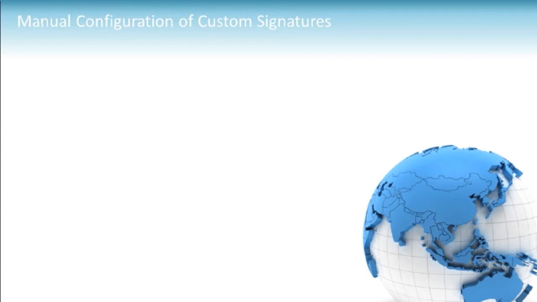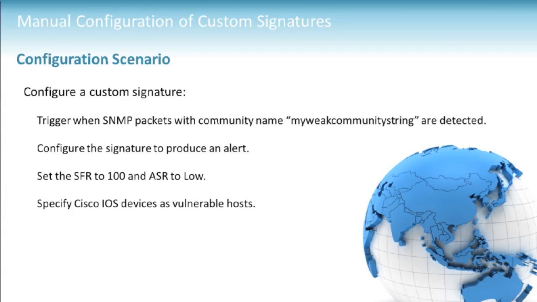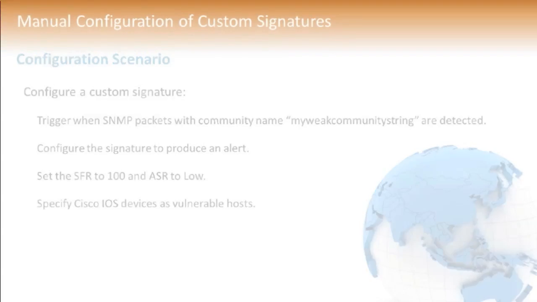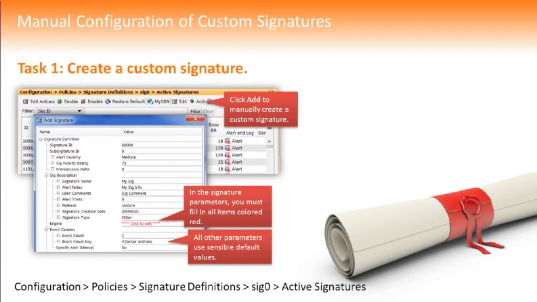You're going to go in and create one here that triggers on SNMP packets with my weak community string. It's going to produce an alert. You're going to set signature fidelity rating and attack severity rating, and you're going to specify what devices are vulnerable to this attack. And you don't use the wizard. Instead of using the wizard button under active signatures, you go in and you use the add button. And you're bravely just completing the appropriate fields in the add signature dialog box.